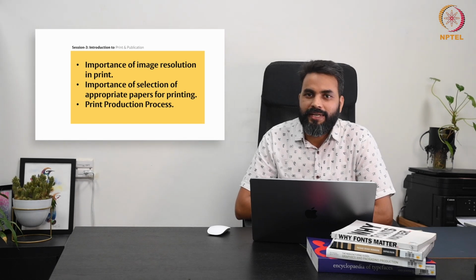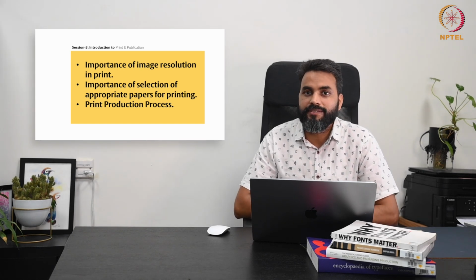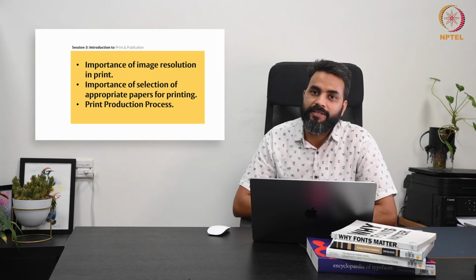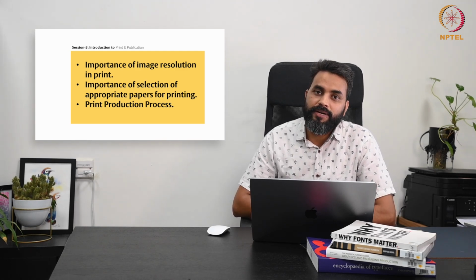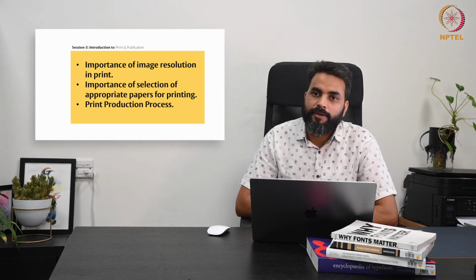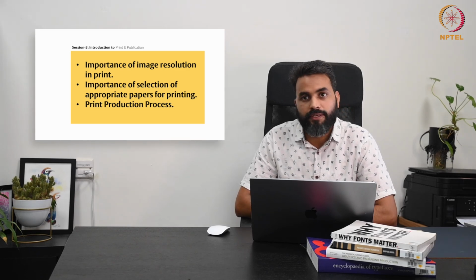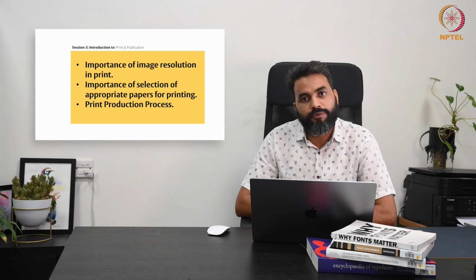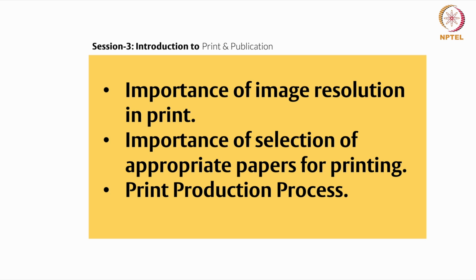If you remember, in the last lecture, we discussed the different grid systems and their importance in graphic design, specifically in the area of print and publication design. In today's lecture, we will discuss three more aspects of print and publication design, which are very important to achieve a good quality print. The first is understanding the importance of image resolution in print. This will be followed by a discussion on paper selection. Then the session will conclude with a discussion on print production processes. So let us start.